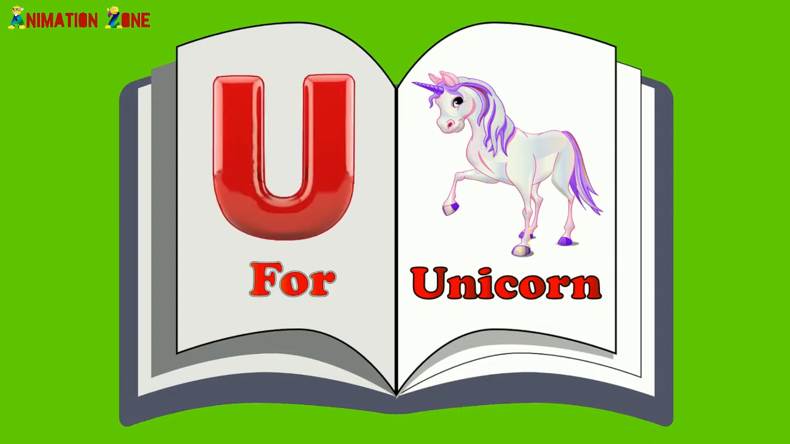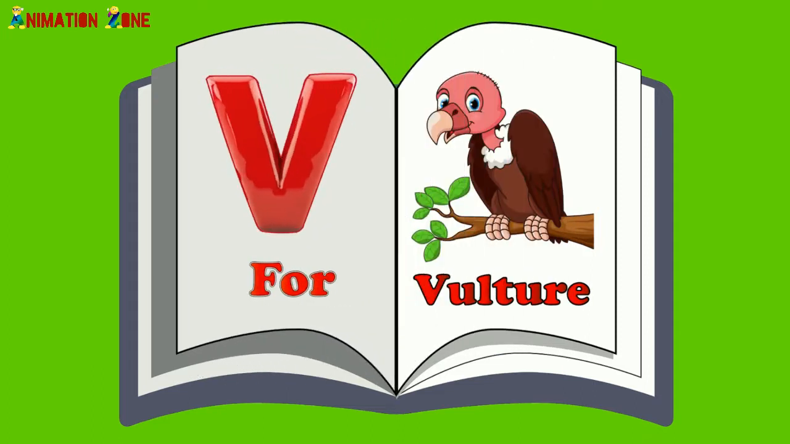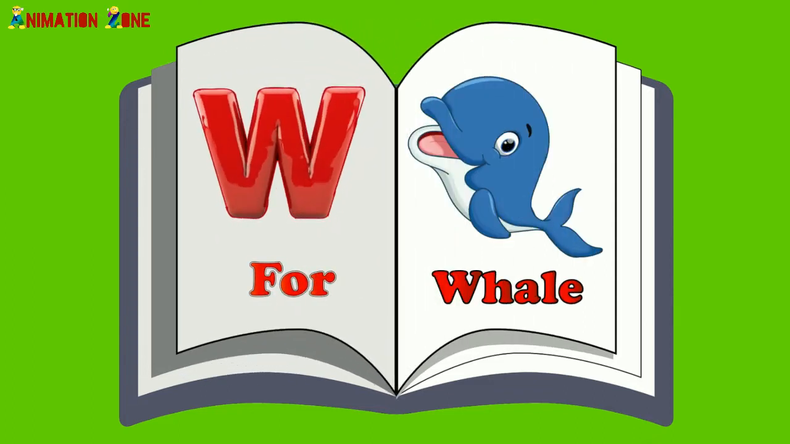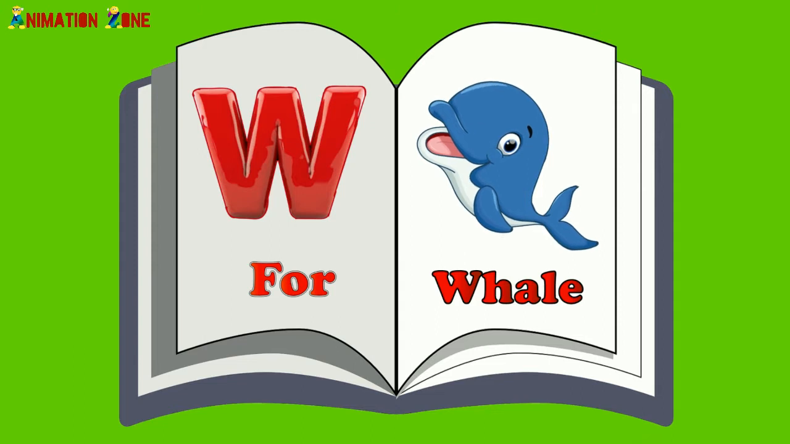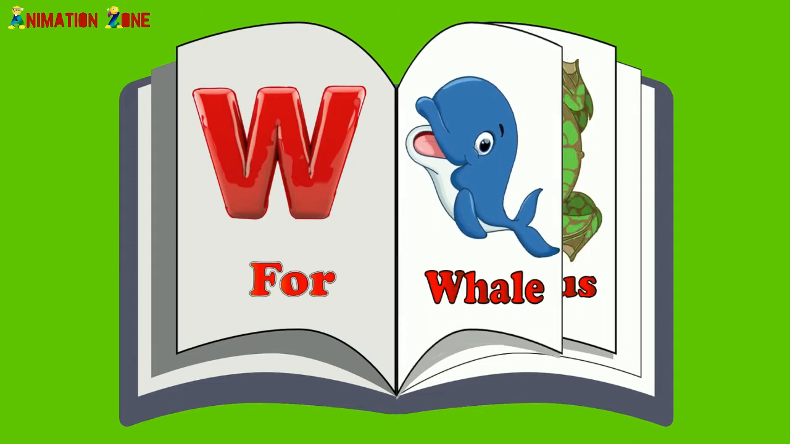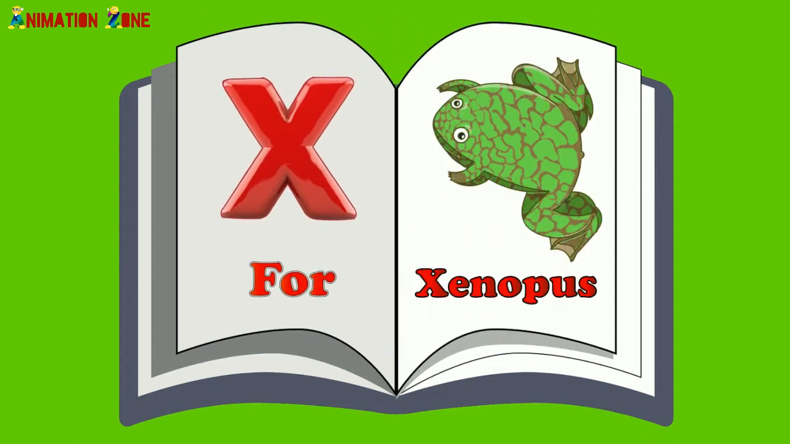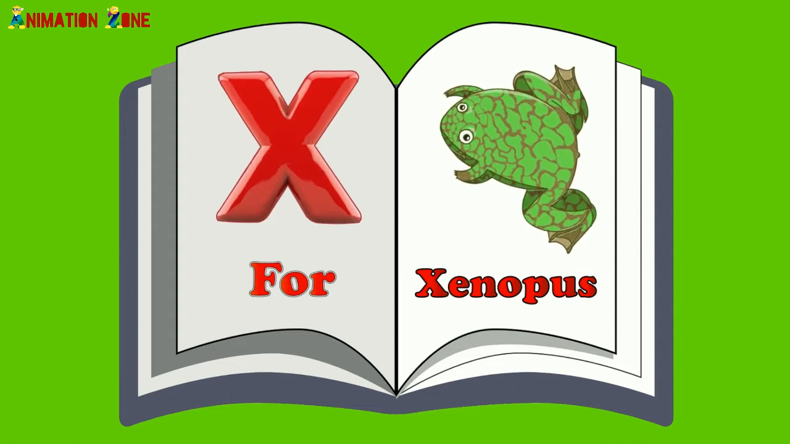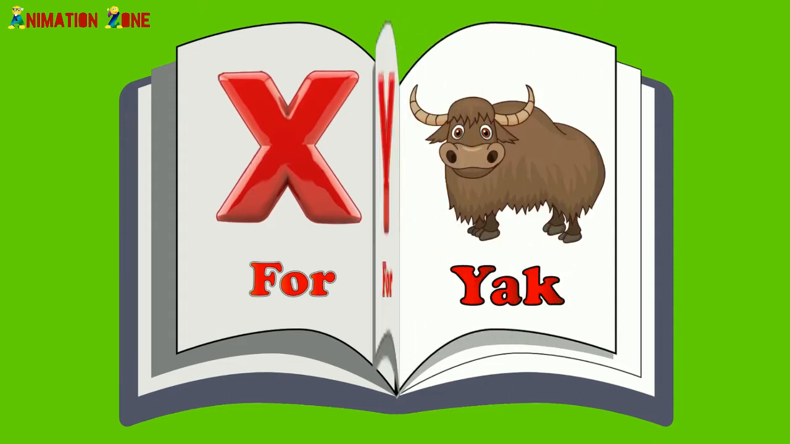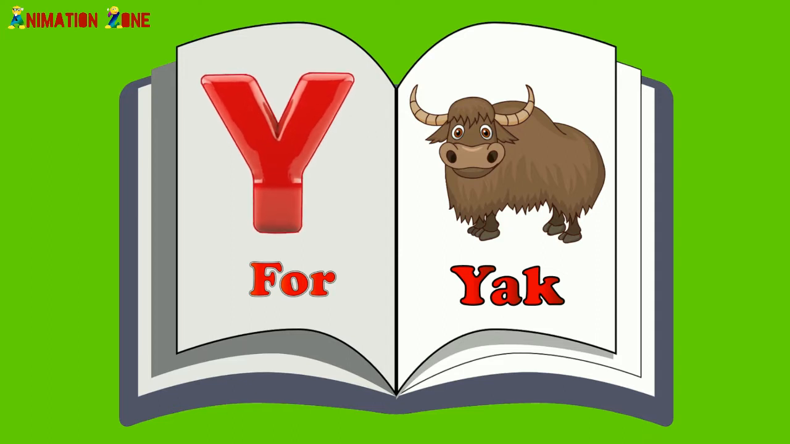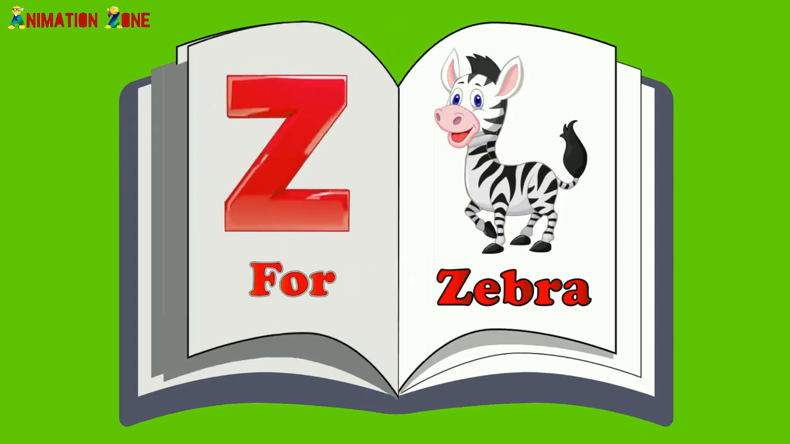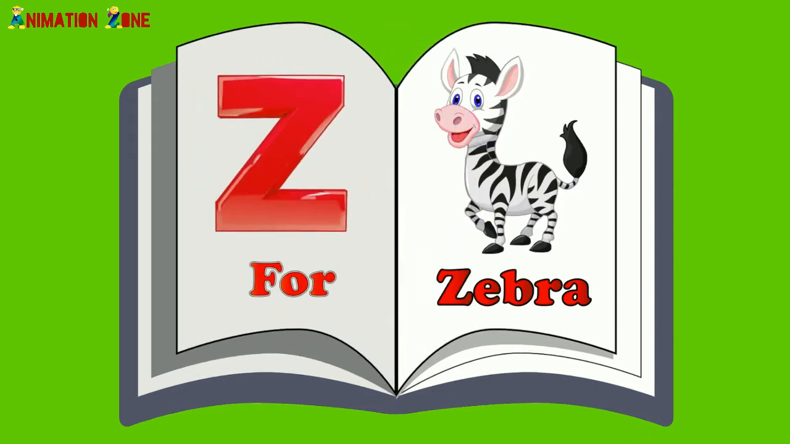U for unicorn. V for vulture. W for whale. X for xenopus. Y for yak. Z for zebra.